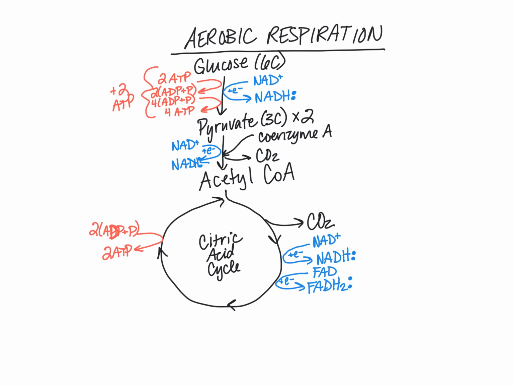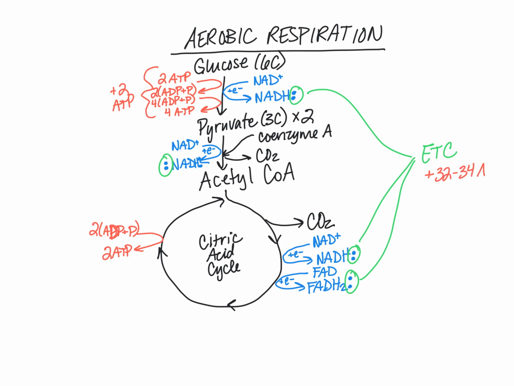Now remember that the electrons picked up by NAD plus and FAD to form NADH and FADH2, these electrons all go to the electron transport chain, which allows for oxidative phosphorylation to happen through chemiosmosis. So with these electrons going through the electron transport chain, we end up making an additional roughly 32 to 34 ATP.